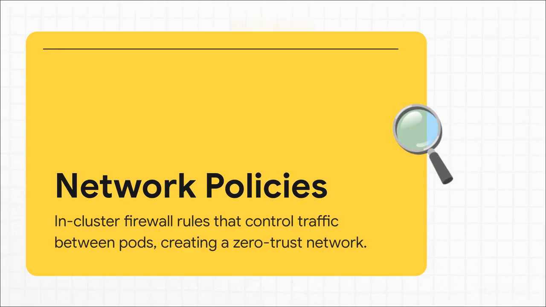By default in Kubernetes, any pod can talk to any other pod. Network policies flip that script completely. They block all traffic unless you specifically say it's okay. This least privileged thinking is so important for containing a breach if one ever happens.